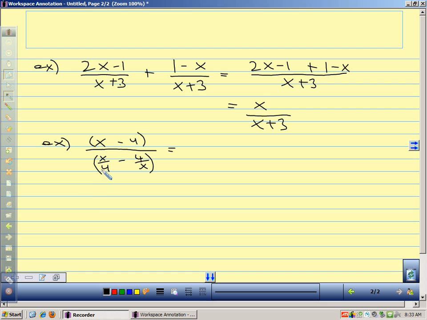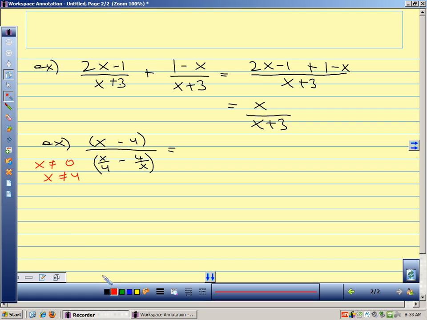x equals 4. So we have 4 over 4 minus 4 over 4. So we can't have x equal 4 here. And is there anything else that's going to give us a problem? 0. If I put 0 in here, I'm dividing by 0 in this little fraction, so that's going to give me a problem. So x can't equal 0. So let's make sure we keep those in mind as we keep going forward.